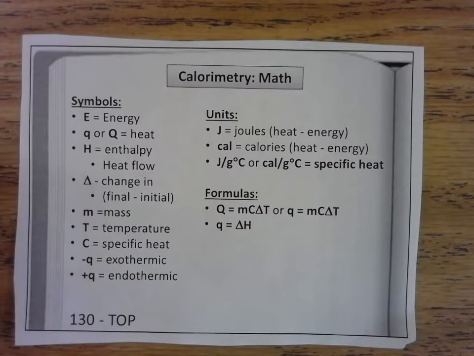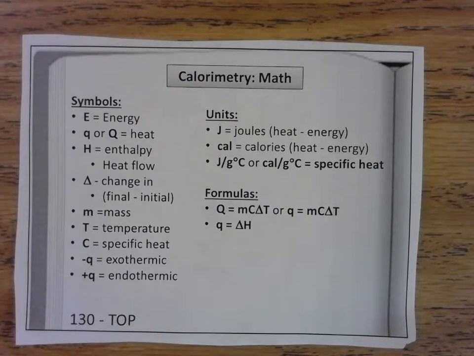Capital H is enthalpy, which stands for heat flow. The triangle is change in, and it's always final minus initial. It could be change in enthalpy, it could be change in temperature, it can be change in anything. That's a delta sign. It always means change in. The lowercase m is mass, capital T is temperature, capital C stands for specific heat.